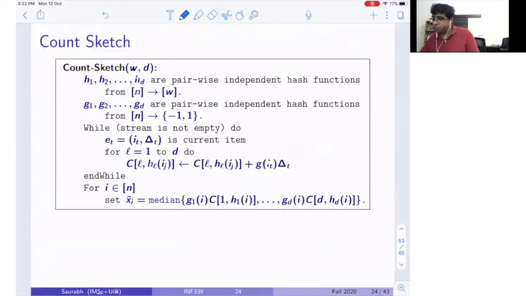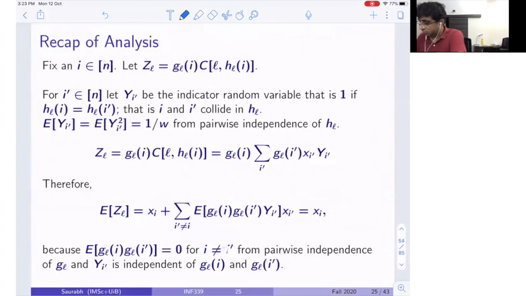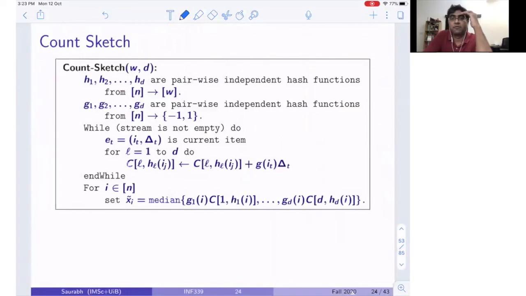So this is what our count sketch algorithm is. And so we just do as before, and we don't want to do the analysis now because it will take way more time than what I have at this point of time. But is the algorithm clear? I will do the analysis next time, but I would like you to at least know the algorithm very well.